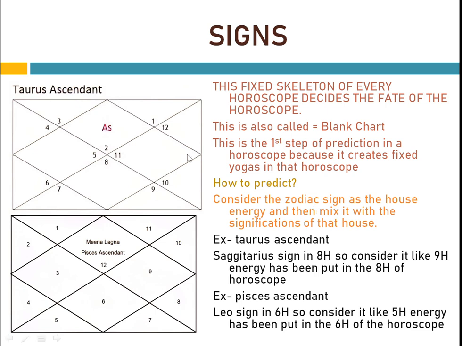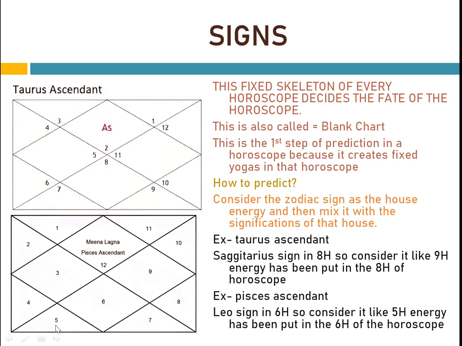Now, as we know, this is the skeleton, also called the blank chart. This blank chart or skeleton is the first step to predict in a horoscope, because it is fixed for every horoscope. Like for Pisces Lagna, always the Leo sign will fall in the sixth house. So this is fixed. So you can say that this person will feel like his son is his own enemy.